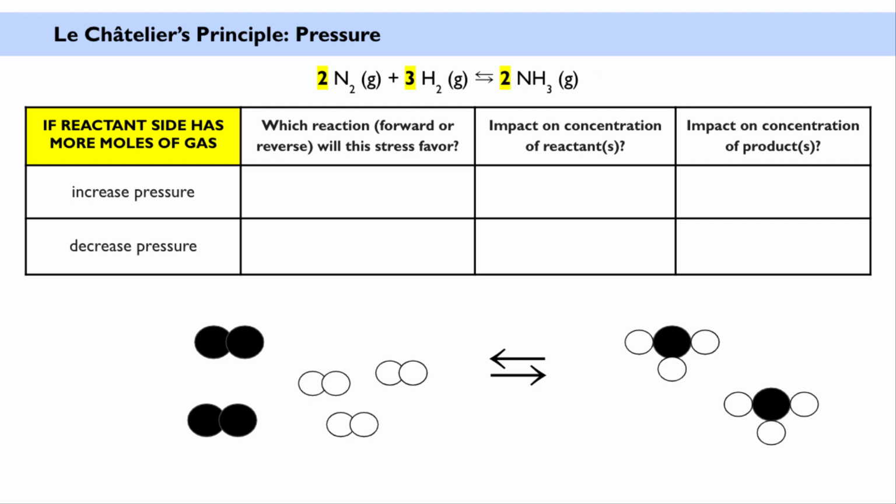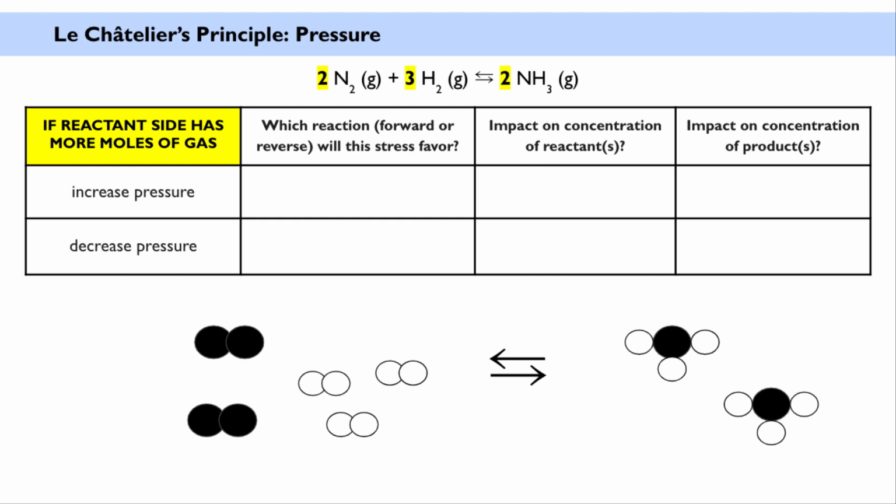It really matters when you have a question that is asking you what the effect of a change in pressure will be on an equilibrium system to know which side of the reaction has more moles of gas. In this example, the reactant side has more moles of gas. We'll do an example where the product side has more moles after this. So let's think about what the effect of increasing pressure would be on this reaction. We need to think about which reaction that stress, increasing pressure, would favor.